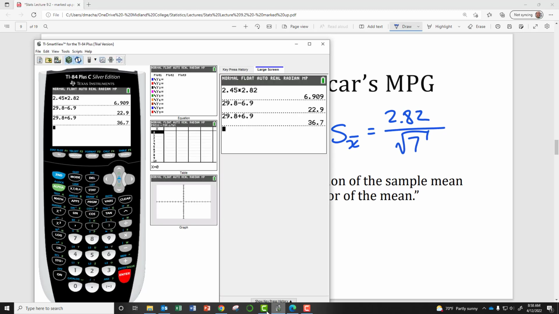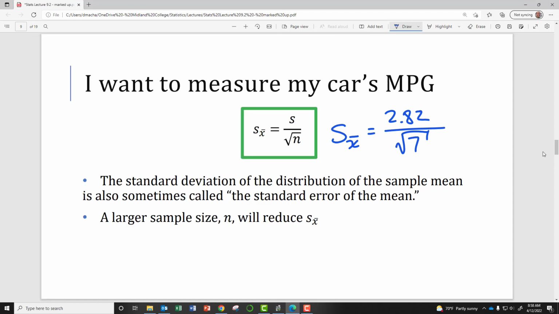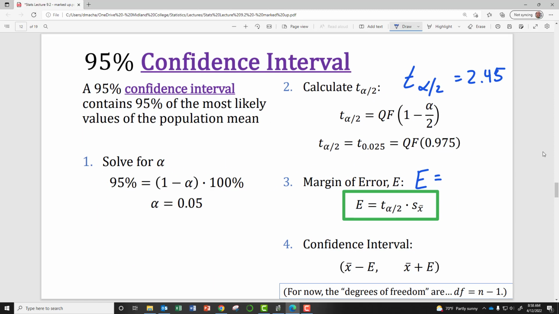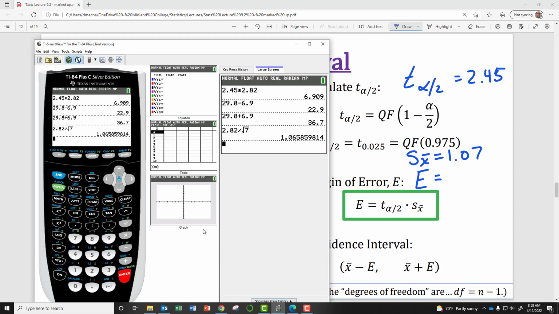So let's calculate that. 2.82 divided by the square root of 7. And that gives me 1.07. So whenever we get to this confidence interval, my S subscript X bar is going to be 1.07. So my margin of error is going to be 2.45 times 1.07.